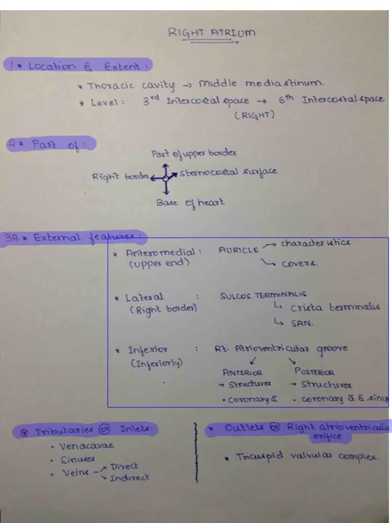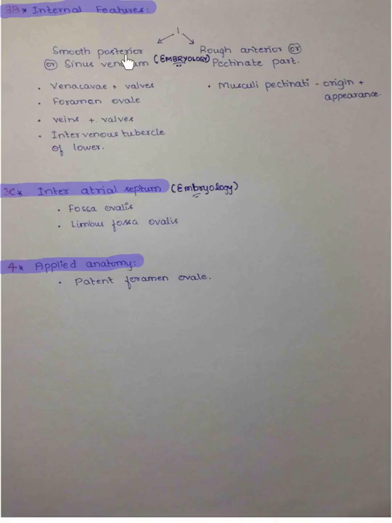Coming to the internal features, the internal features of the right atrium can be divided into two parts, or more properly, two walls. That would be the smooth posterior wall or sinus venarum wall, and the rough anterior wall or pectinate part of the anterior wall.